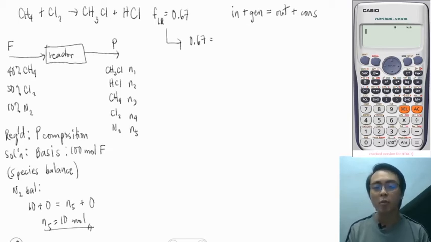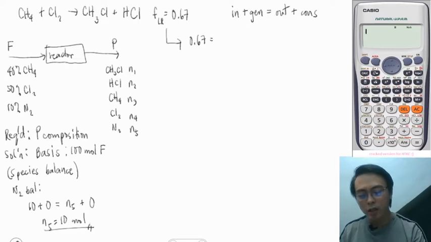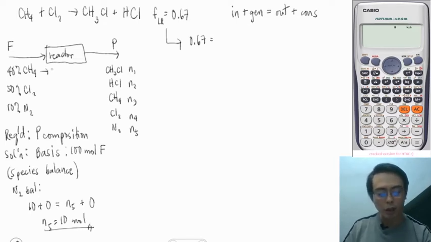So in terms of the limiting reactant, in this case, if your chemical equation is already balanced, it's 1:1:1:1. Our limiting reactant here is methane, CH4, because it has a lesser number of moles. If the coefficients of the balanced equation are not 1:1:1:1, you might want to check if it's really the limiting reactant. Okay? So in this case, our limiting reactant is CH4. So the conversion is in minus out over in. So the input is 40 minus the output of CH4, which is N3, over input, which is 40. From this equation, we can solve for N3.